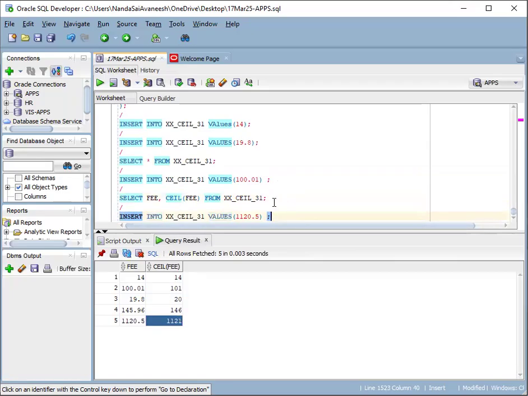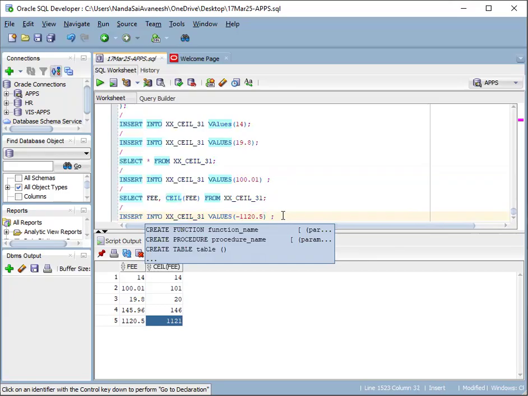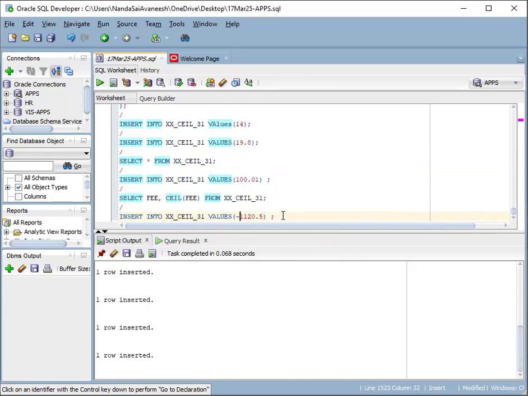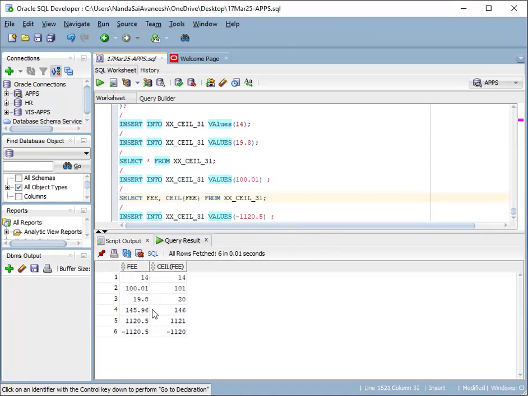In the same way, suppose you are inserting a negative value, suppose I insert minus 1120.5. Again you can use this select condition. If you see the difference, the last record is minus 1120.5. Here also minus 1120.5. This one is the positive value, and for this positive value the next highest is 1121. For the negative value, the next highest is minus 1120. Based on positive and negative values, the highest value changes here.